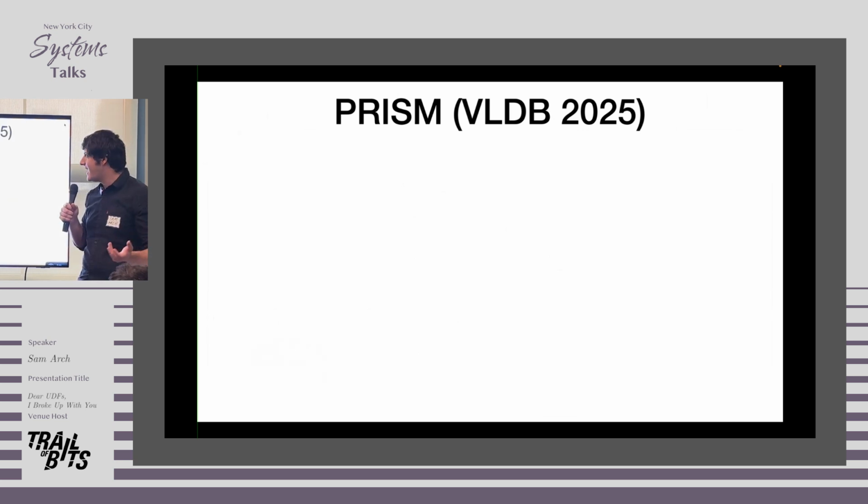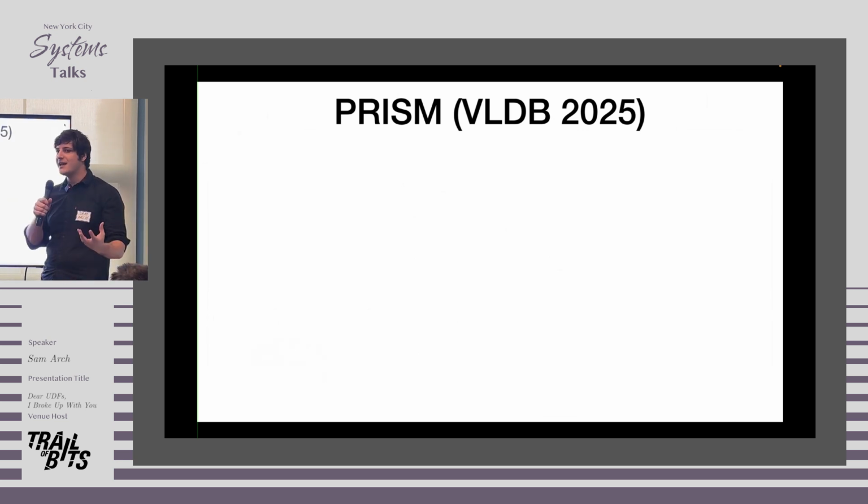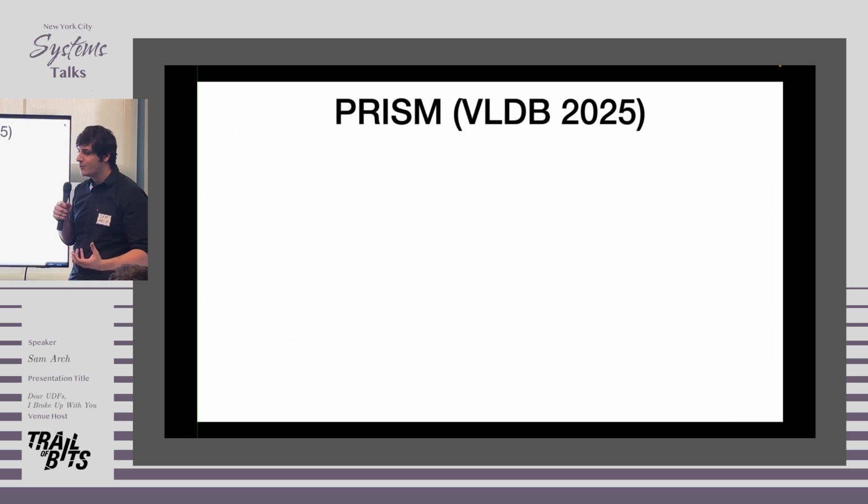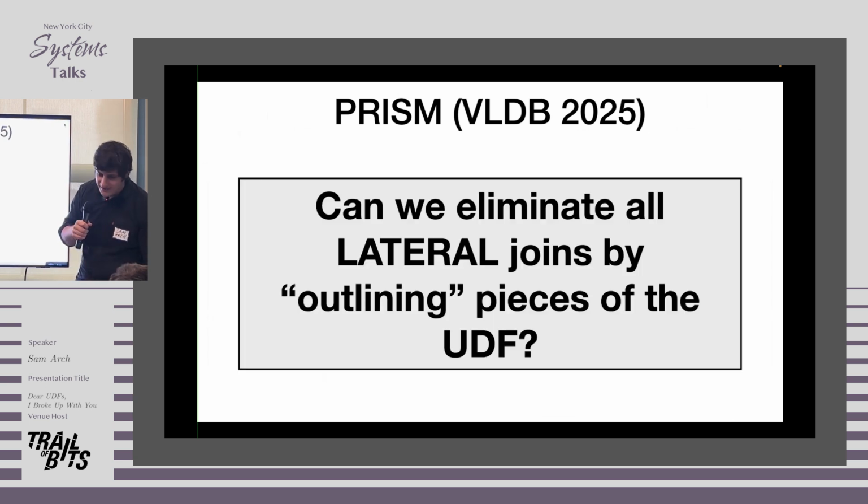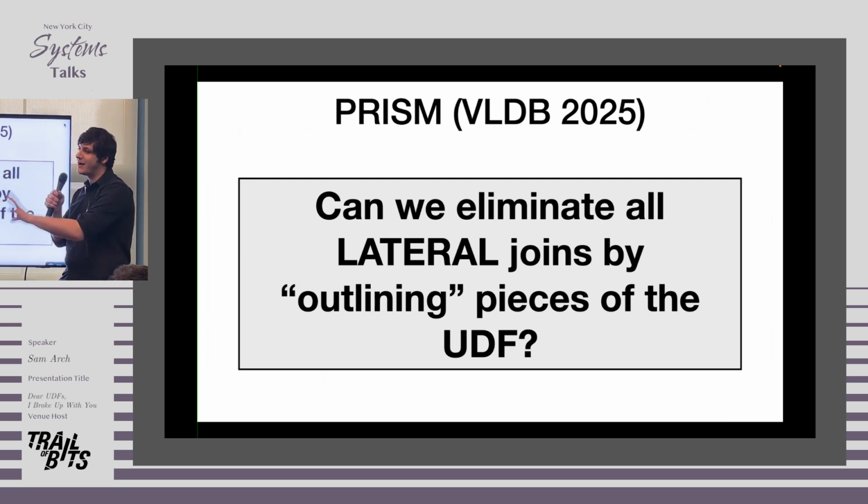So I did just that. And essentially, I came up with this new technique for optimizing UDFs called PRISM, which was recently accepted to VLDB 2025. So the key idea behind PRISM is this: can we eliminate all of the lateral joins by outlining pieces of the UDF? The problem with these existing inlining techniques is that they inline the whole UDF, even though we only care about inlining the important pieces that actually make queries faster. So can we outline the pieces of the UDF that we don't care about, so we're only left with the pieces that we do care about?